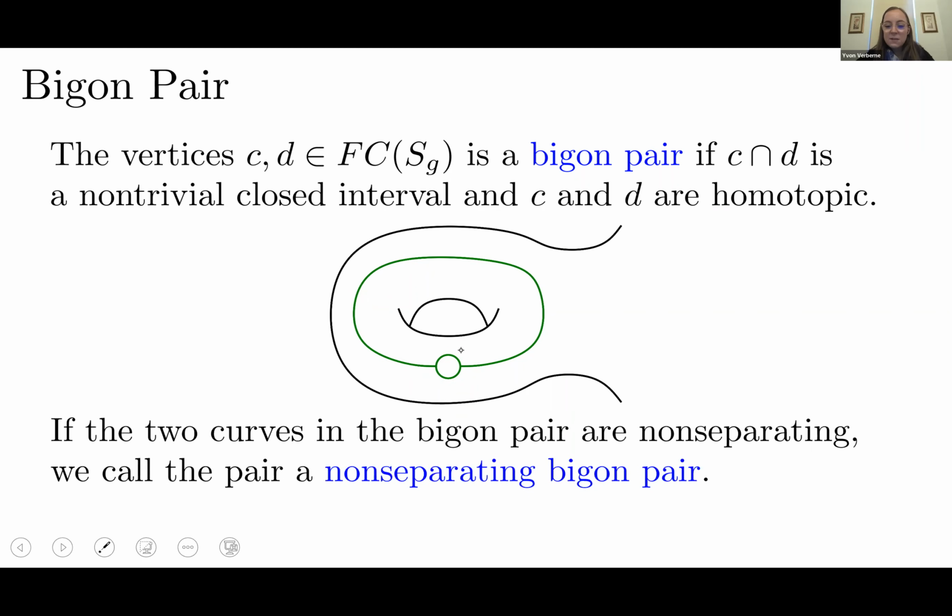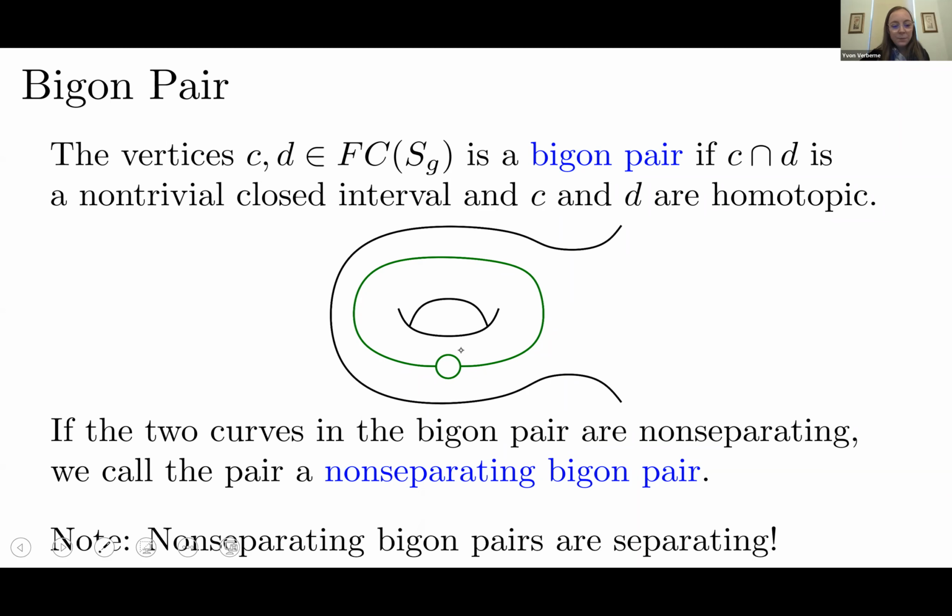If both of the curves in the Bigon pair are non-separating, we will call the pair a non-separating Bigon pair. So in this example, if you take one of the curves and you cut along it, our surface will stay in one piece. But something to note is that every non-separating Bigon pair ends up being separating. And by this we mean, if we cut the surface along both of the curves in the Bigon pair, notice that this middle circle ends up being cut out.